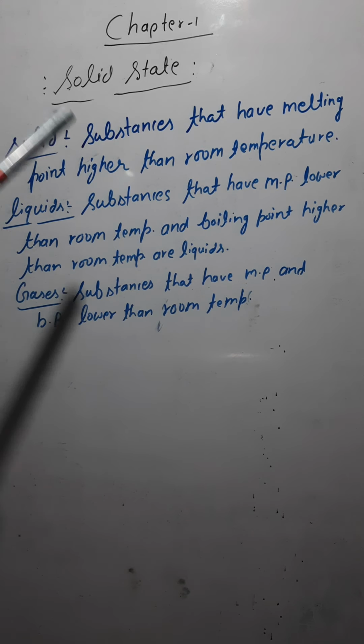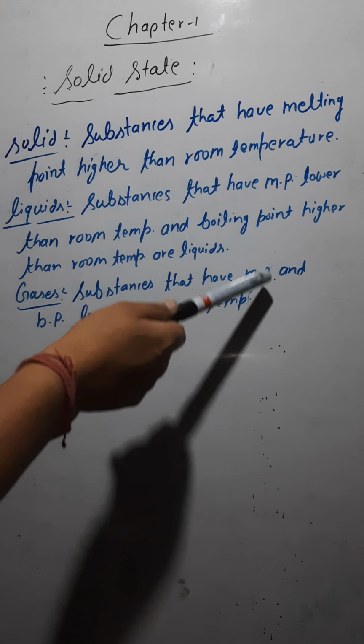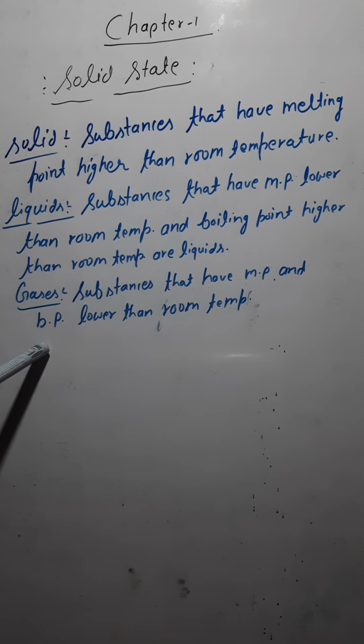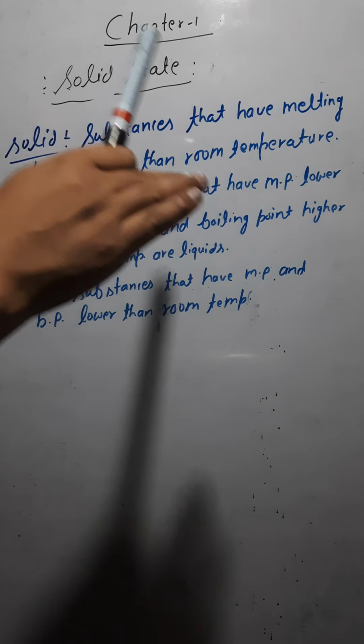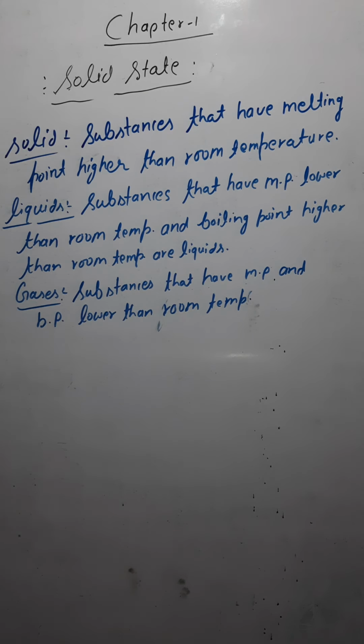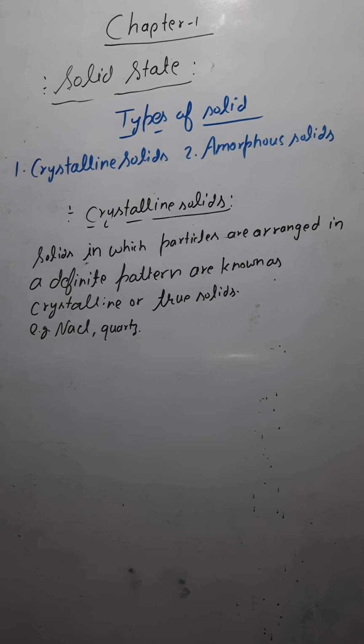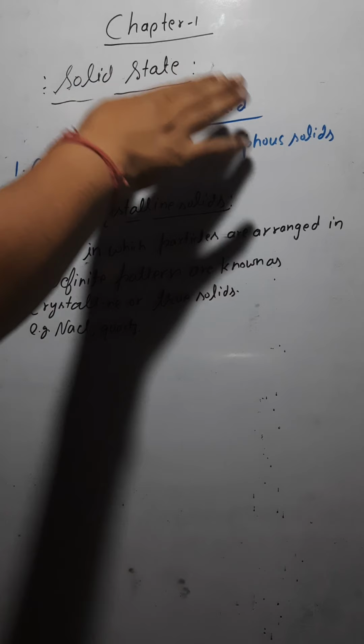And then gases: substances that have both the melting point as well as the boiling point lower than room temperature, less than 25 degrees Celsius. We call such substances gases. Just note these definitions of solids, liquids and gases in your notebook. And now we will study the types of solids.